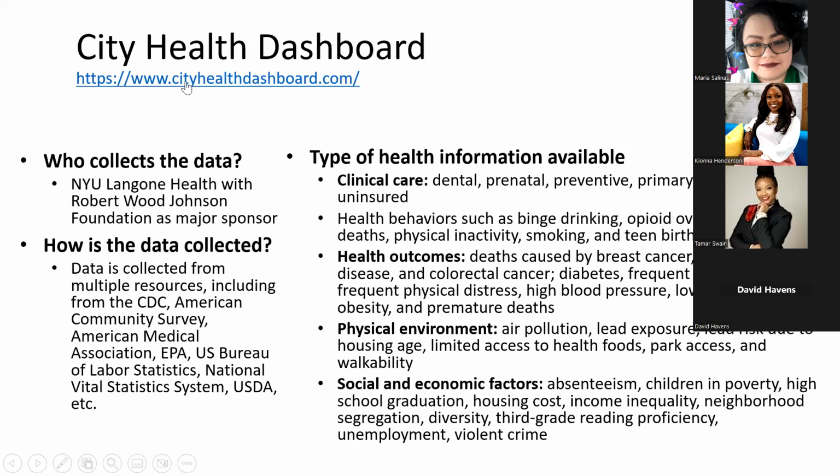You can also look at the City Health Dashboard, which is maintained by the Robert Wood Johnson Foundation. They have data for cities all over the country about clinical care, health behaviors, different health outcomes and statistics related to that, and all types of social and economic factors, so things like housing costs, school absenteeism, violent crime, etc. They gather this data from a lot of different sources. So depending on where you live and do work, you may be able to find data related to your topic in the City Health Dashboard.